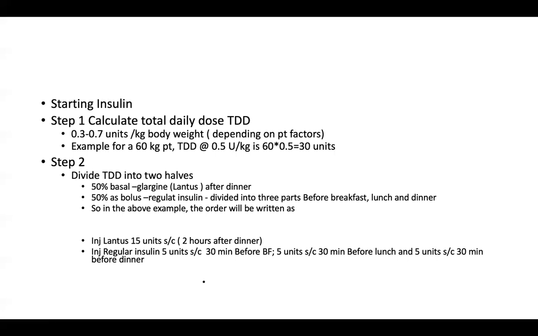So in this example, if 30 units is the total daily dose, we will split it into 2 parts: injection Lantus, 15 units, subcutaneous, 2 hours after dinner, and injection regular insulin, 5 units half an hour before breakfast, 5 units half an hour before lunch, and 5 units half an hour before dinner. So this is the initial insulin order that will be put in the file.